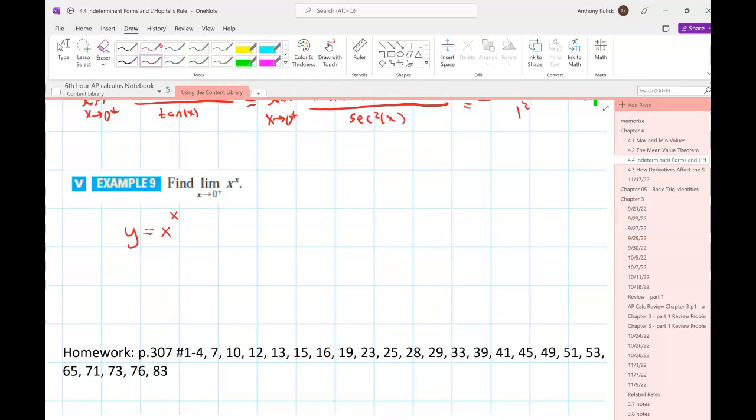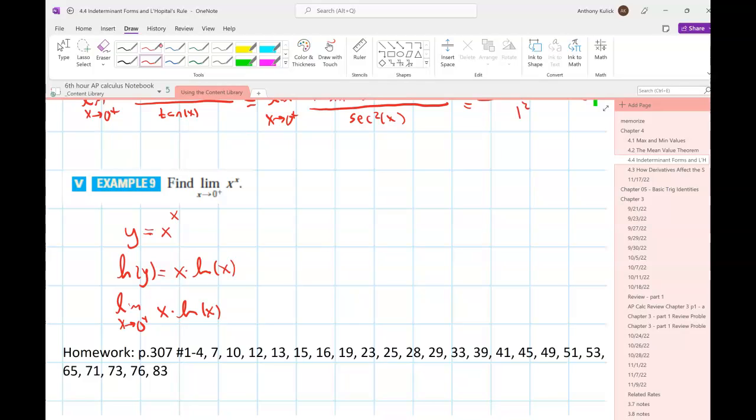Okay, so obviously this is 0 to the 0, as an indeterminate form, that's easy to see right away. So I'm going to call x to the x y. So we do the natural log of y. So what's the natural log of x to the x? x times the natural log of x. So the limit, as x approaches 0 from the right, of x times the natural log of x.